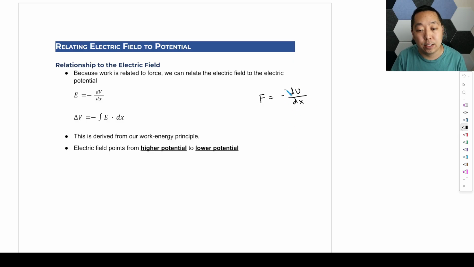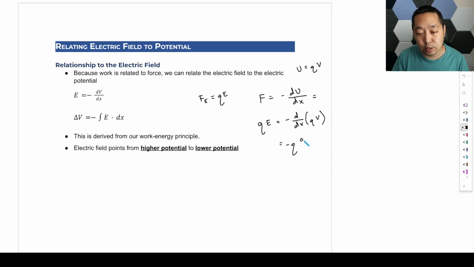like that, right? Kind of this derivative. Now, the potential energy being Q times the potential there, and the electric force being Q times the electric field. So Q times the electric field, because the electric force is Q times the electric field, is negative the derivative of Q times V. If you treat the charge as a constant, negative Q dV dx, right? You can bring that charge out, and then notice that the Q is going to cancel there. So the electric field is equal to the negative derivative of the electric potential.